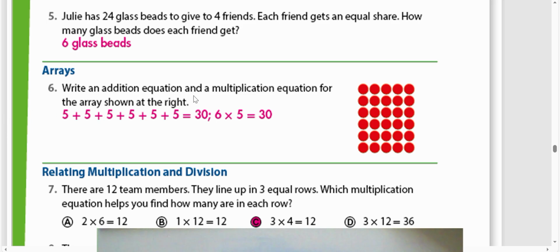Arrays: write an addition equation and a multiplication equation for the array. How many rows do we have? 1, 2, 3, 4, 5, 6. 6 rows. Each row contains 5 circles, and 5 times 6 equals 30.